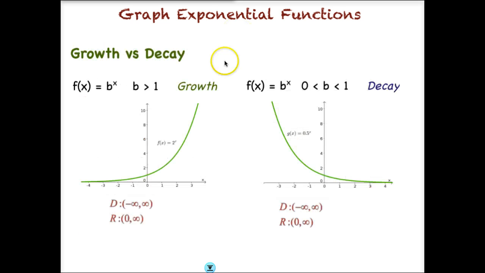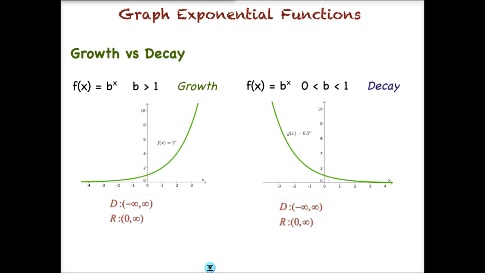Identifying those differences, then we can say that if our b value is greater than 1, we have a growth model. If our b value is between 0 and 1, we have a decay model. Notice our domain and our range. Our domain in both of these examples is always all real numbers, negative infinity to positive infinity. Look at our range. Because of this asymptote, our range is also the same. It goes from 0, but we don't hit 0, and we go all the way up to positive infinity.